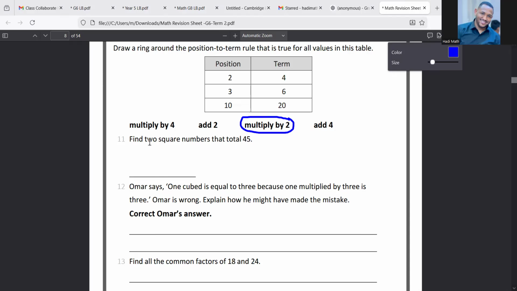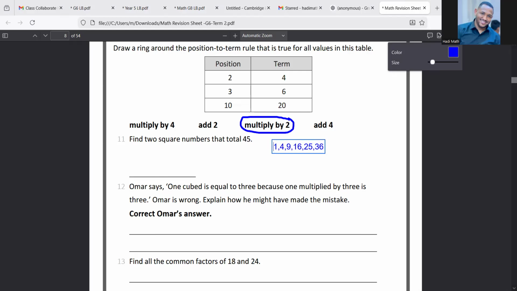Find two square numbers that total 45. We need two square numbers that give us 45. That means the two square numbers must be less than 45. Okay, the square numbers less than 45, I have them: 1, 4, 9, 16, 25, 36. Those are your numbers, the square numbers less than 45, because the two of them give us 45.